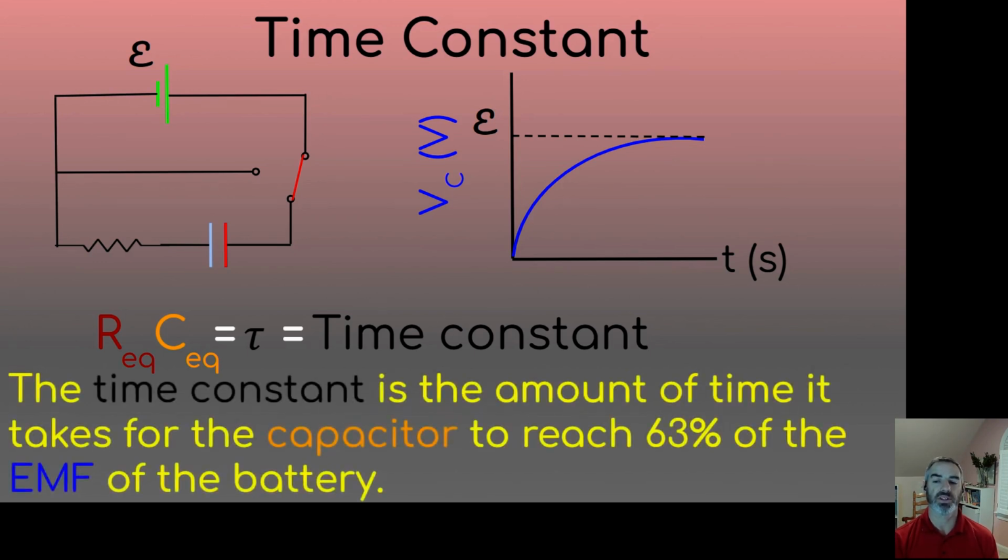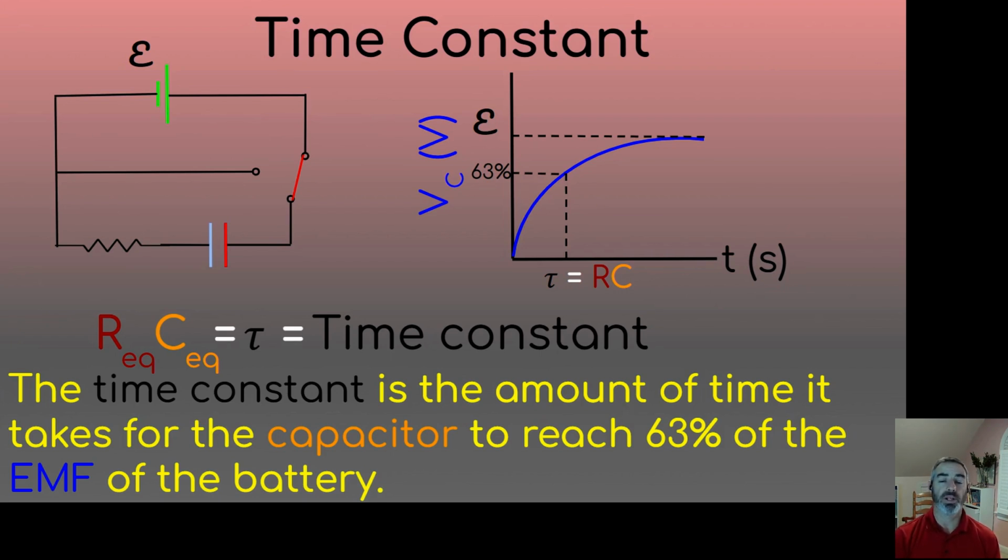Now, the time constant is the amount of time it takes for the capacitor to reach 63% of the EMF of the battery. Now you may be asking, 63%, that's a very specific number. Where does that number come from? Well, in an algebra-based class, we would just be told that it's 63%, and that's really what we need to know for AP Physics 2.